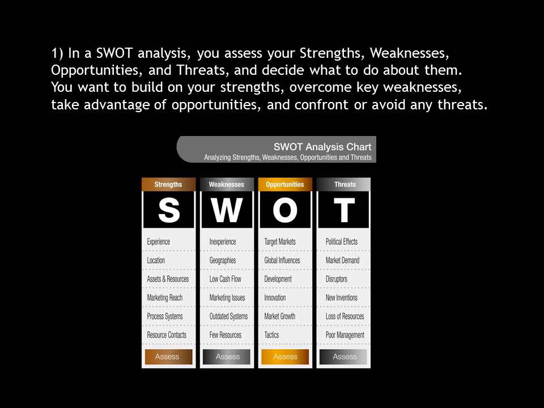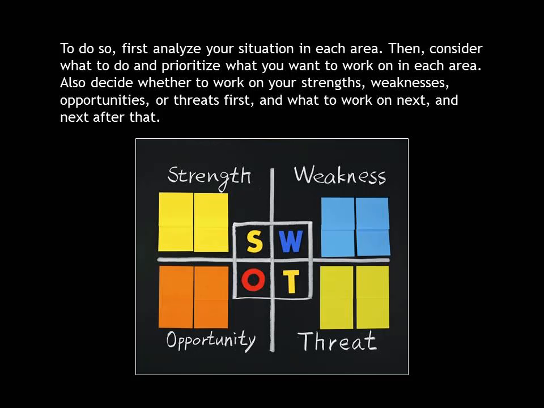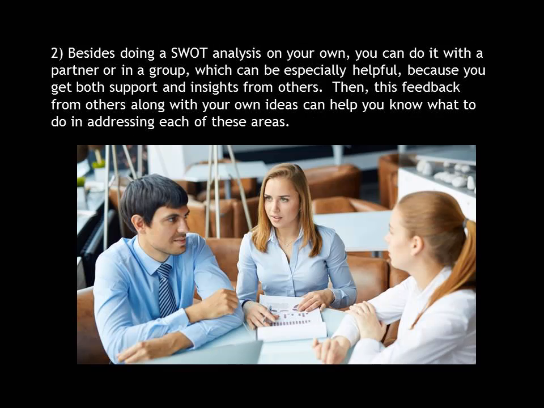1. In a SWOT analysis, you assess your strengths, weaknesses, opportunities, and threats and decide what to do about them. You want to build on your strengths, overcome key weaknesses, take advantage of opportunities, and confront or avoid any threats. To do so, first analyze your situation in each area. Then, consider what to do and prioritize what you want to work on in each area. Also decide whether to work on your strengths, weaknesses, opportunities, or threats first, and what to work on next, and next after that.